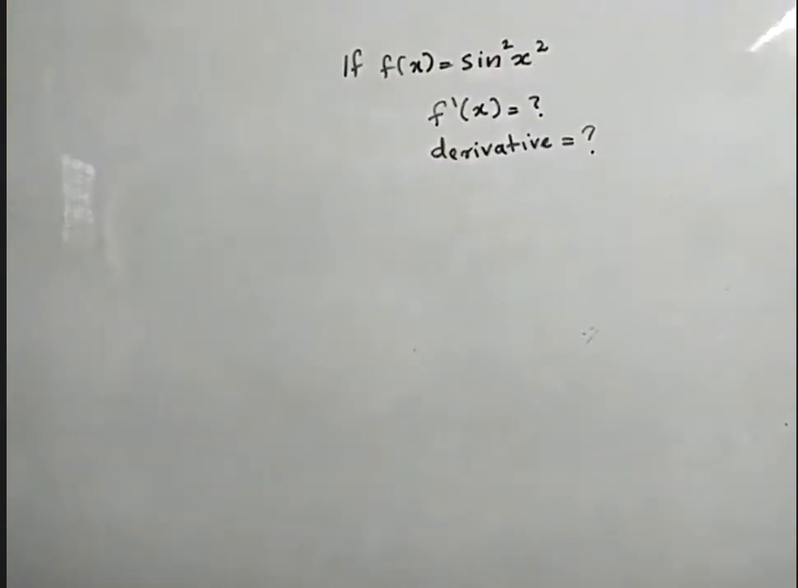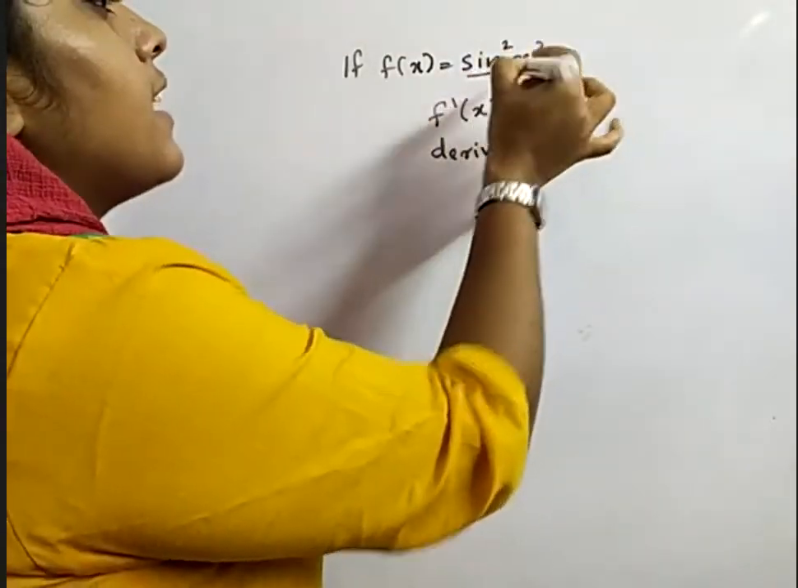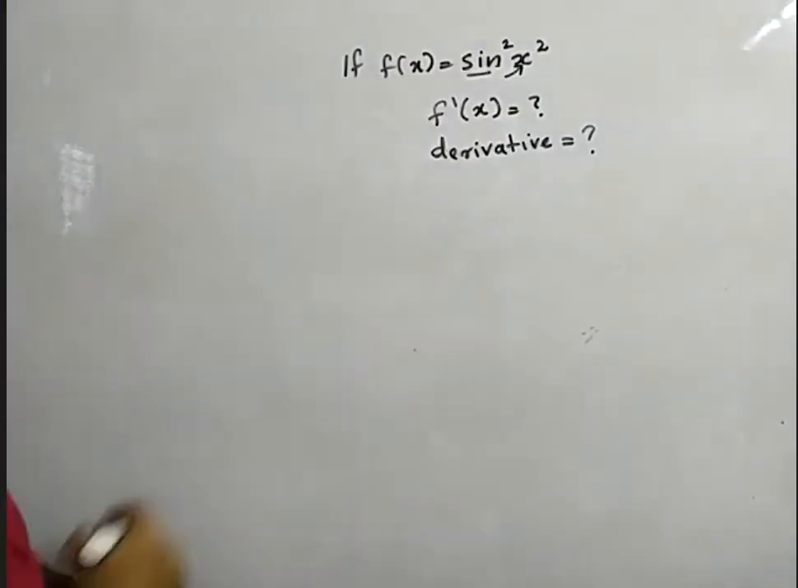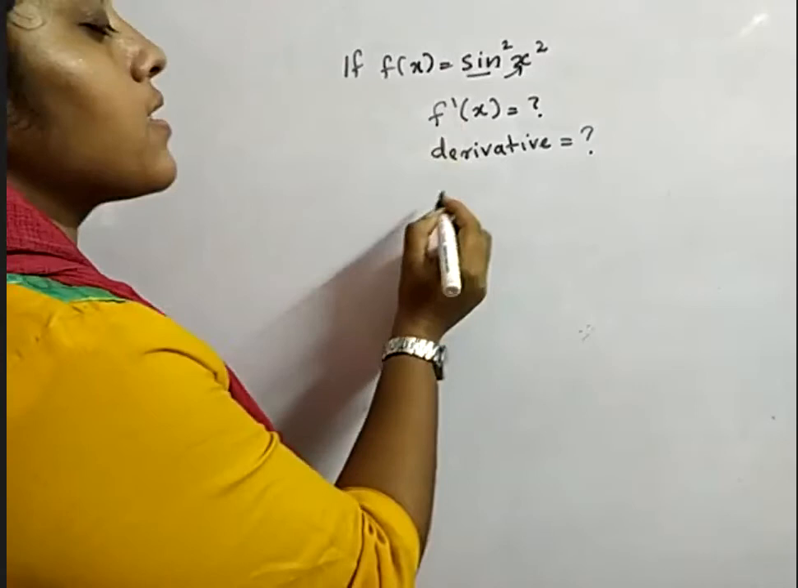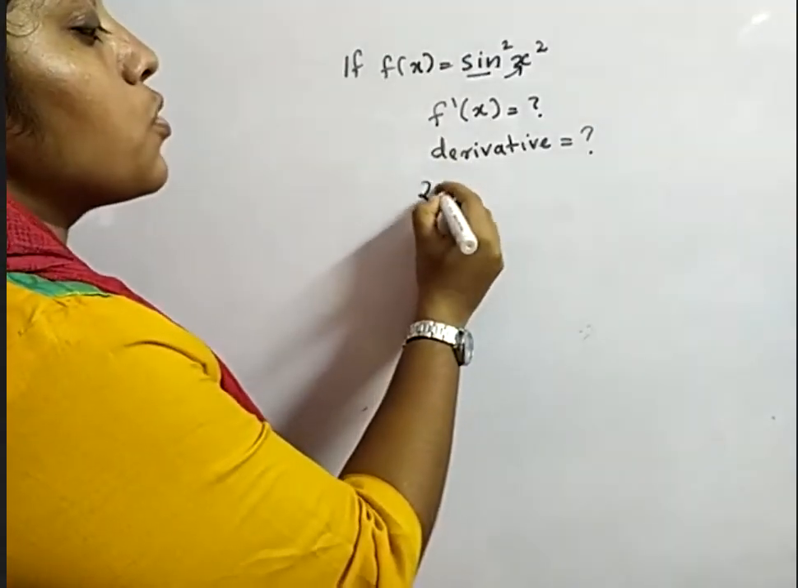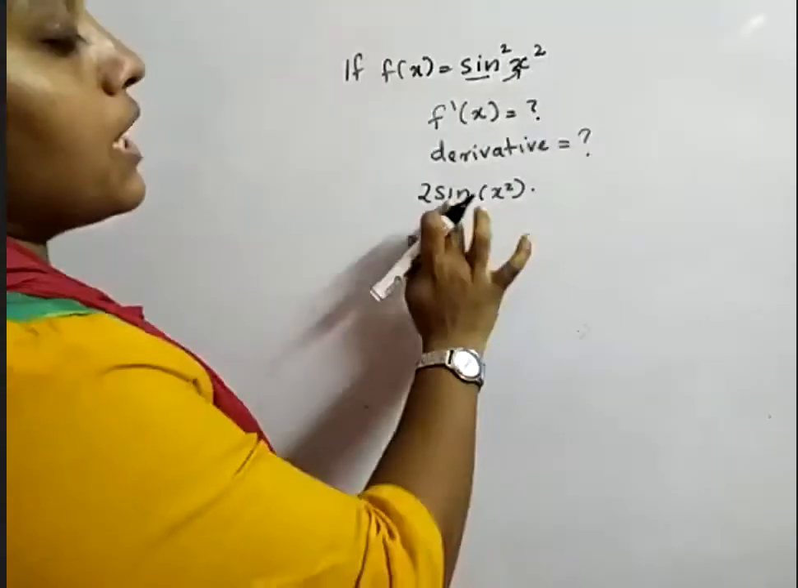This is chain rule, right? We have a function here. Inside that, we have another function. So, sine square x square. What is the derivative of sine square x square? That is 2 sine x square into derivative of sine x.